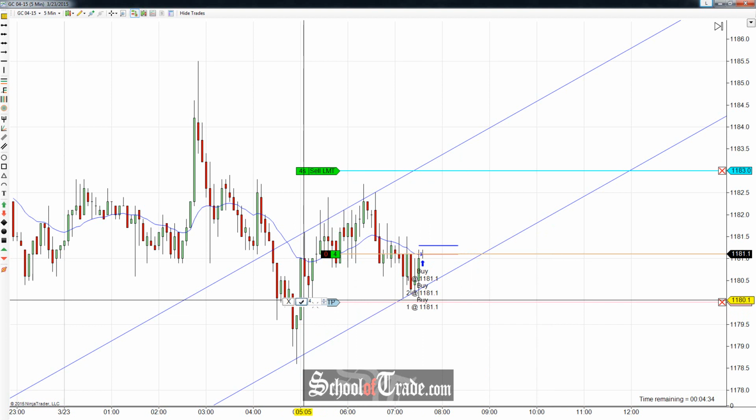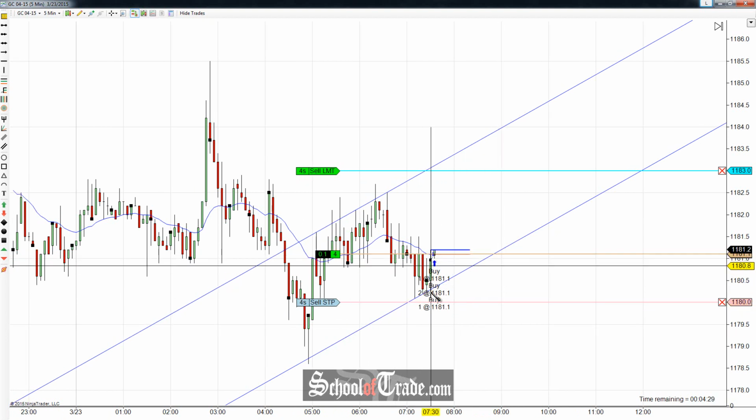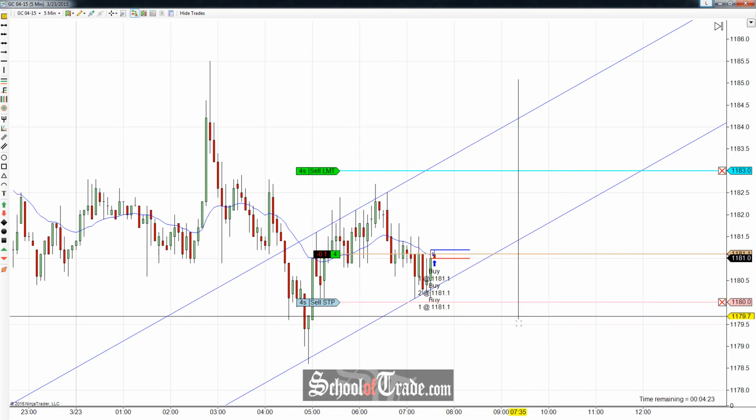Place a sell stop right below the low. So we have a 4-contract trade long from 1181.1. Our stop is relatively small, only looking at 11 ticks. Our first target, again, is kind of variable, but if we just use this, it's going to be at 19.